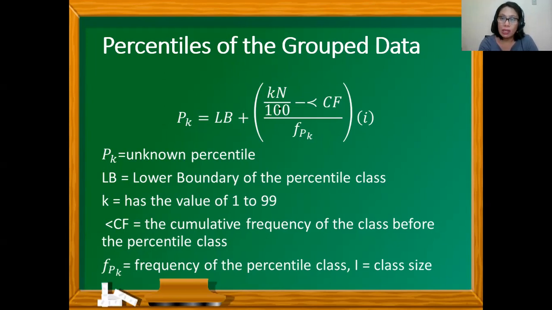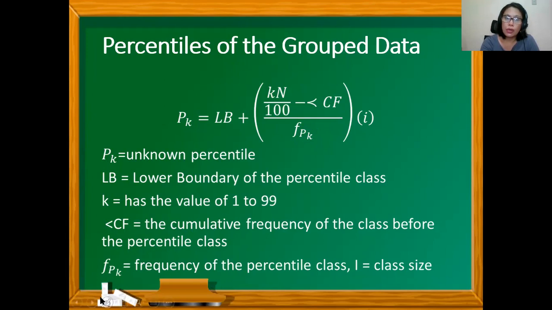Same with the median, they also have the median class, as well as with quartiles, they also have the quartile class. Now, with less than CF here, take note that less than CF is the cumulative frequency of the class before the percentile class. With F sub P sub K, this is the frequency of the percentile class, and this should be small letter i, which will serve as the class size.